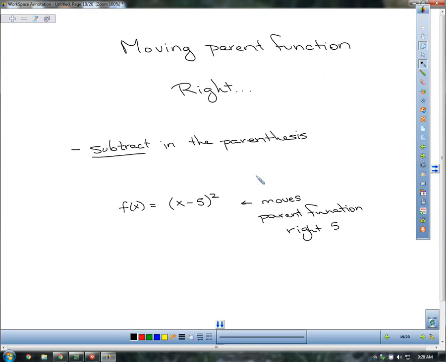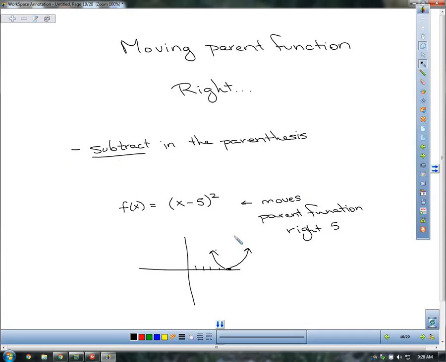So to move a parent function right, you're going to subtract in parentheses. Here I've subtracted 5 in parentheses, in the part that goes with the square. This moves the parent function right 5. So we're going to start at (0, 0), and we're going to move right 1, 2, 3, 4, 5. So there's our new parabola right there. Okay? So subtracting is important.